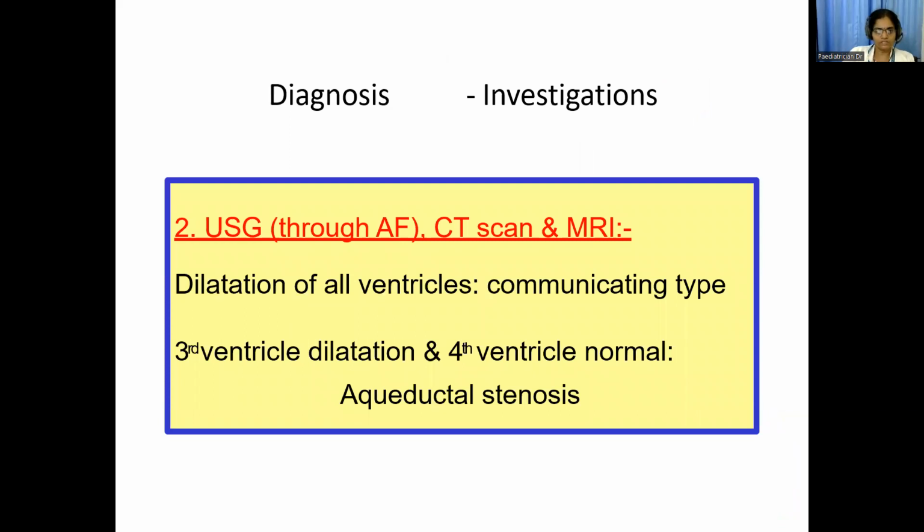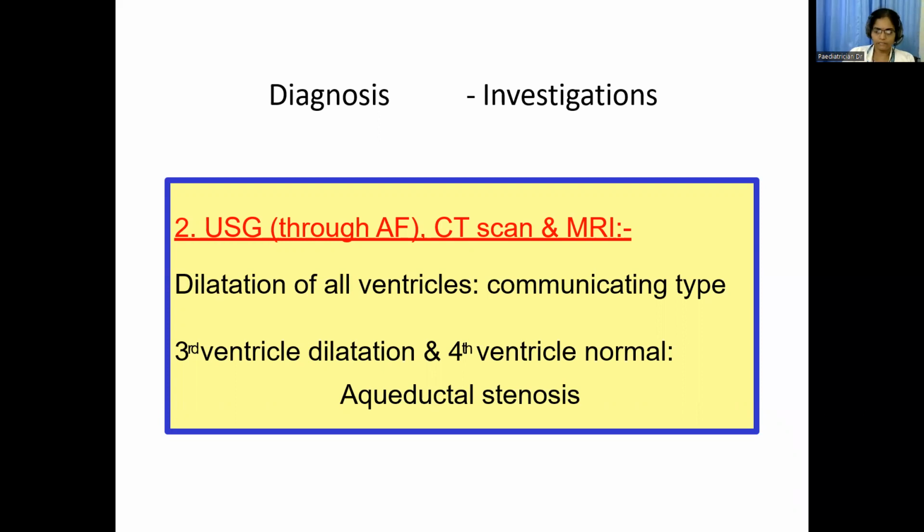Diagnosis. So USG, a CT scan or MRI. All this will show dilatation of the ventricles, that is communicating type. In case all the ventricles are dilated, think of communicating type. Third ventricle dilatation, and fourth ventricle alone is normal, then you think of aqueductal stenosis.